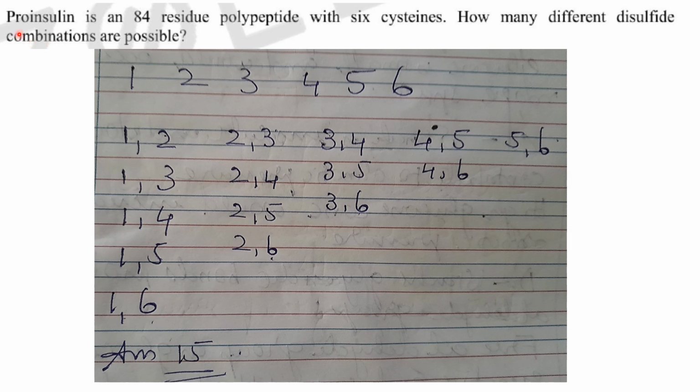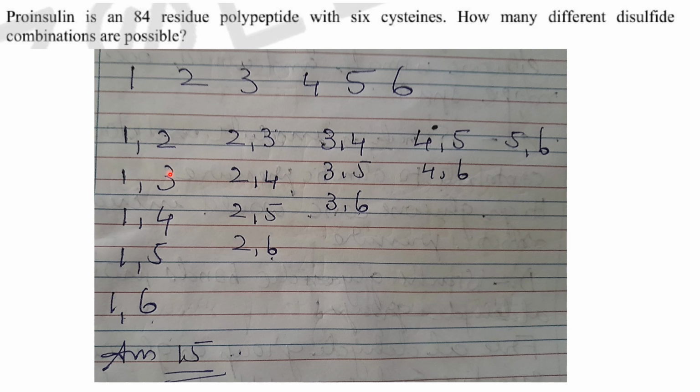Then next one. Proinsulin is an 84 residue polypeptide with 6 cysteines. How many different disulfide combinations are possible? So proinsulin has 6 cysteines: 1, 2, 3, 4, 5, 6. Disulfide bonds form between cysteines. So 1-2, 2-3, 3-4, 4-5 and 5-6.